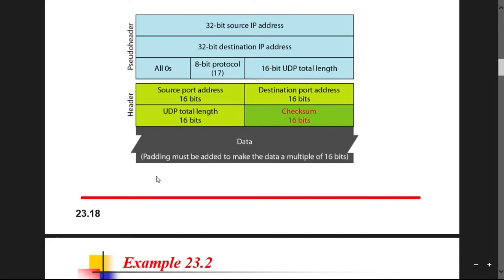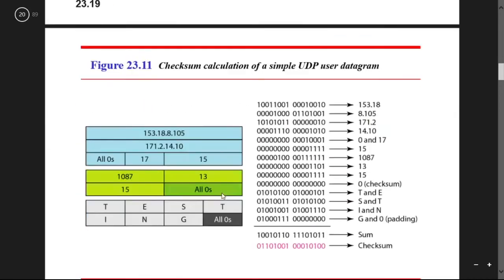Padding must be added to make the data a multiple of 16 bits. So if the data is in 16-bit units and we have multiple data, there must be padding between the data slots. Padding must be added to make the data a multiple of 16 bits.